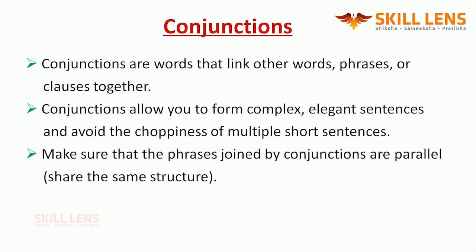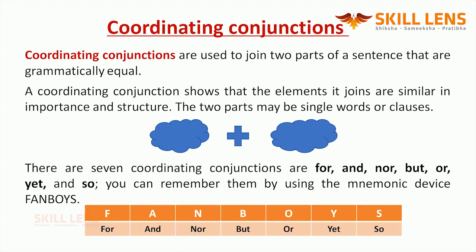There are mainly 3 types of conjunctions. The first is called the coordinating conjunction. The second is the subordinating conjunctions, and finally correlative conjunctions. We'll talk about the coordinating conjunctions to begin with.